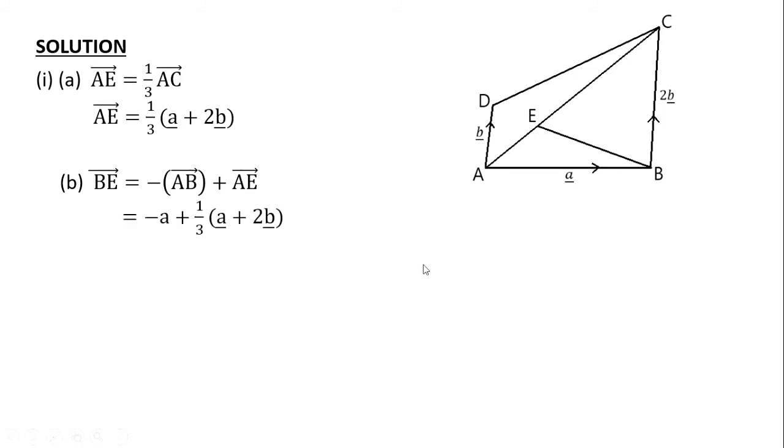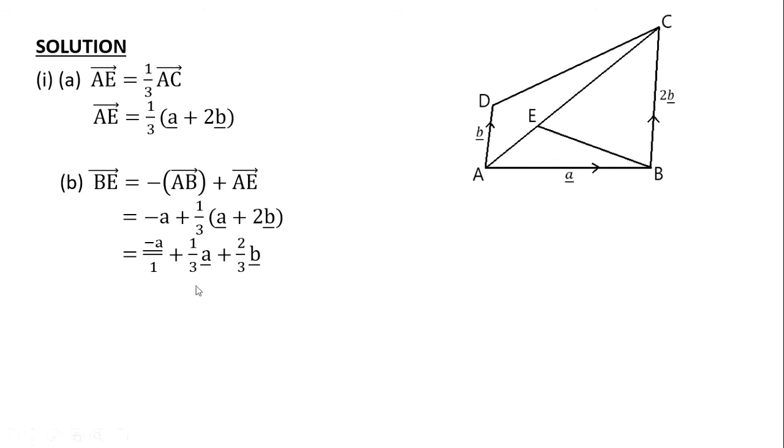So we are going to replace. Where there's AB, we replace it with A. So this is the same as negative vector AB, which gives us a negative A. Where there's vector AE, we replace it with 1 over 3, open your bracket, A plus 2B. Then from here we expand. We'll multiply 1 over 3 times A, which will give us 1 over 3A. 1 over 3 times 2B will give us 2B over 3. Like that. Then we'll group the like terms together.